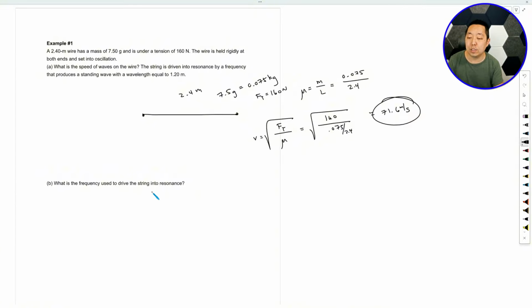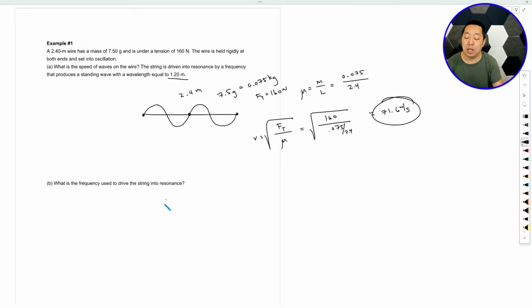Now, what's the frequency used to drive the string into resonance? We'll say the resonance by frequency produces a standing wave with a wavelength equal to 1.2 meters. So what does that mean? Okay, it's important that you learn how to sketch out the actual wave that fits in there. So if this is 2.4 meters and our wavelength, then that means we have this. That's 2.4 meters, that's one wavelength. And then we'll do another one, right? So that's our wavelength here.